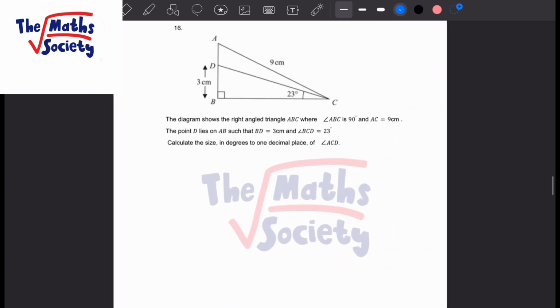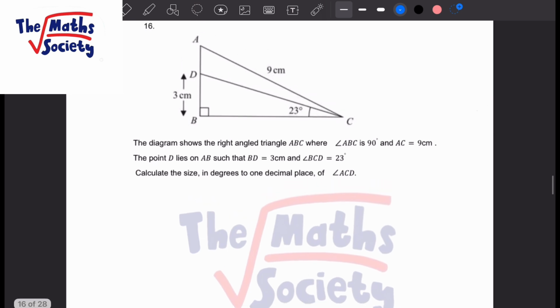Okay, so moving on to question 16, it says that the diagram shows the right angle triangle ABC, where this was 90. They've already given the sides, 9 cm, BD is 3, and 23 degrees. Calculate the size in degrees to 1 decimal place of angle ACD. So they want to know this whole thing of ACD.